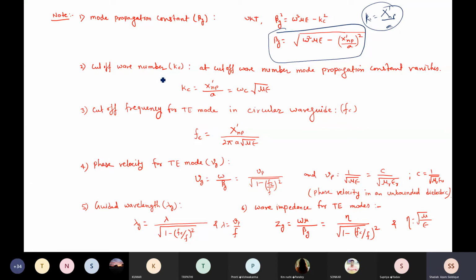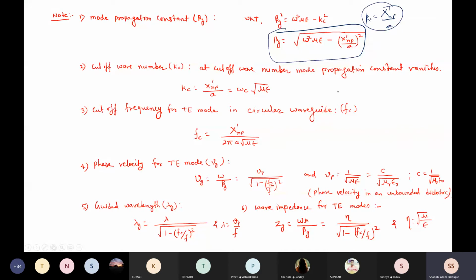Now if you go for the cutoff wave number, that is kc. At the cutoff wave number, the mode propagation constant vanishes, and kc should be equal to x'np upon a, which is written as omega c square root of mu epsilon. Why this one? This can be seen here.